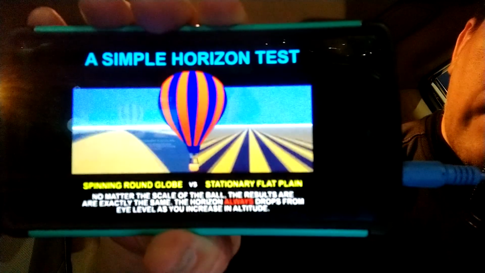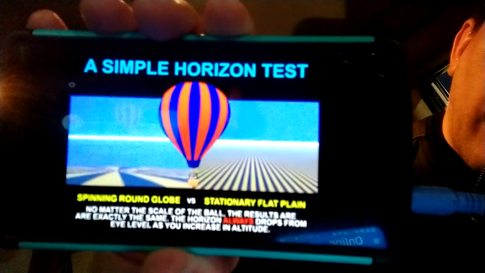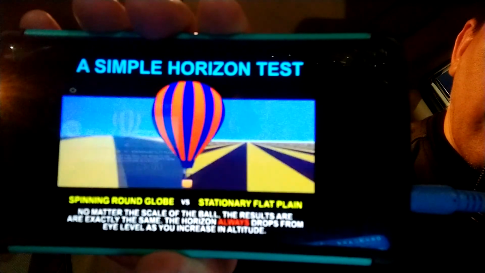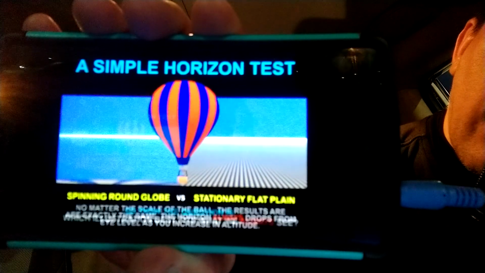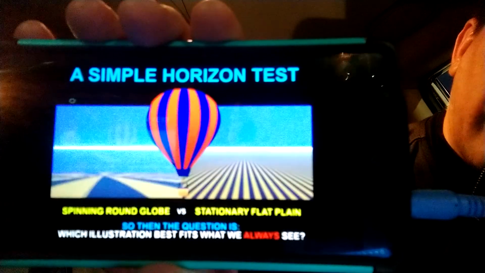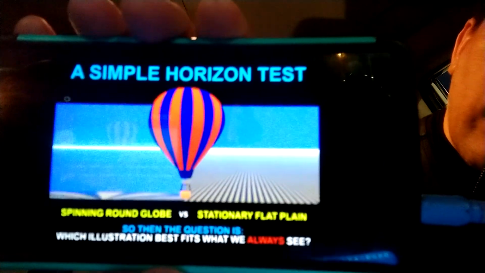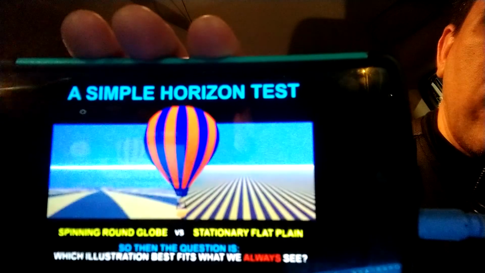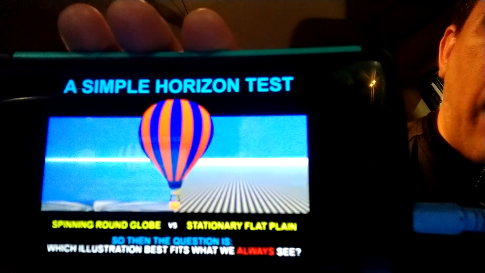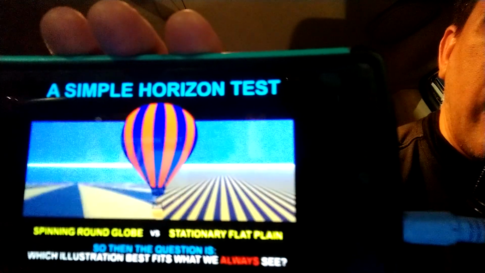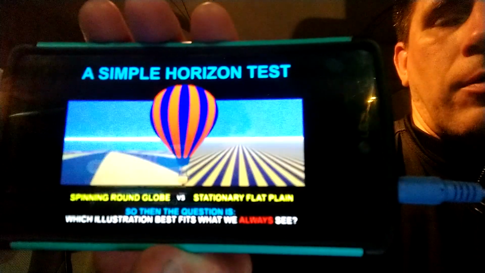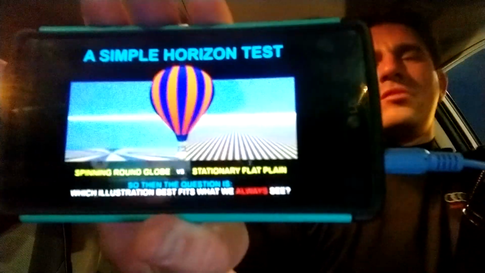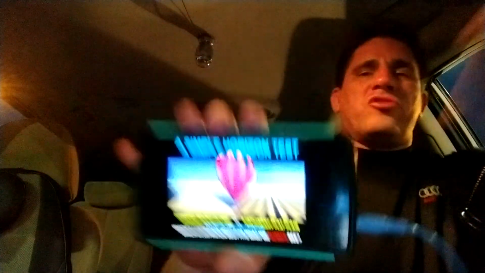This video right here shows on my left the horizon with a flat earth, and on my right the horizon with the ball earth. So as you go up, the horizon should drop very similar to what the animation on the right is doing. So that's what is in question.